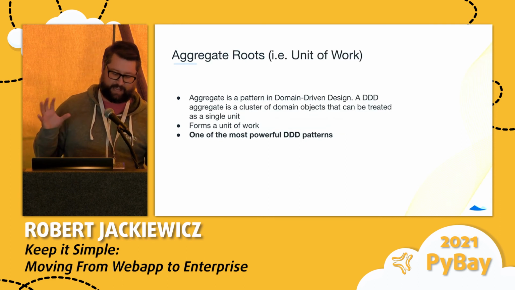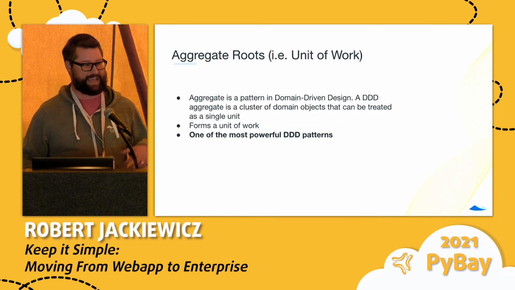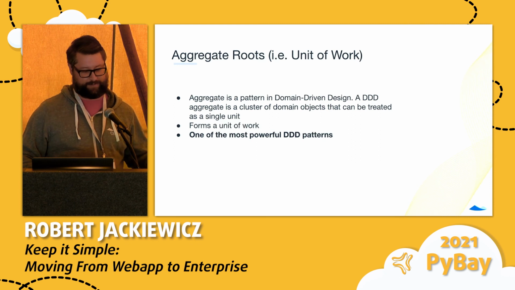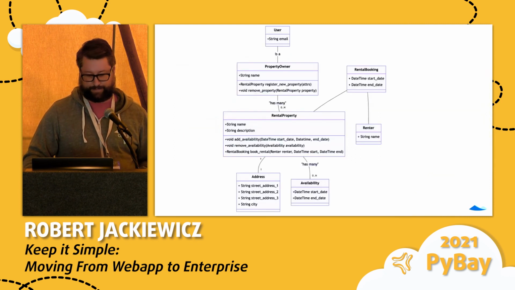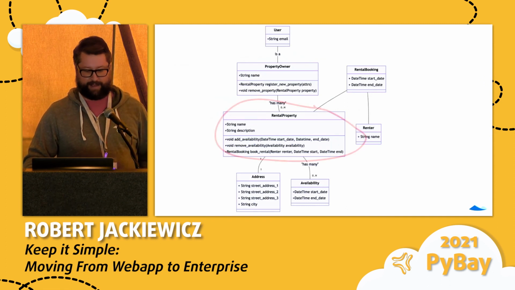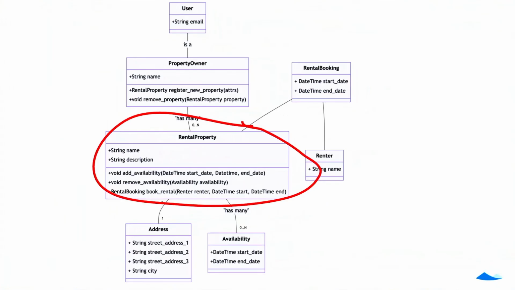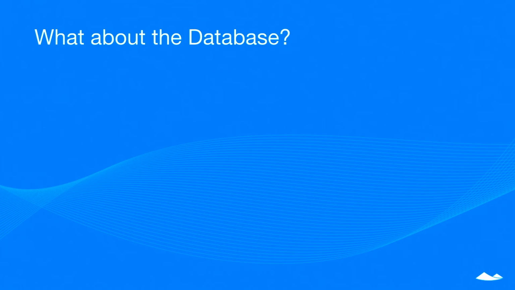Now, the biggest thing that I want you to take away is the aggregate root. That is your unit of work, and that's what you fetch from the database. And that's what you're going to actually save in the database, so that's what you hydrate. In this example, we have two entities. We have a property owner and a rental property, and these are also aggregate roots because this is where our operations are going to be, and these are going to be the resources in our RESTful API if we go that route.